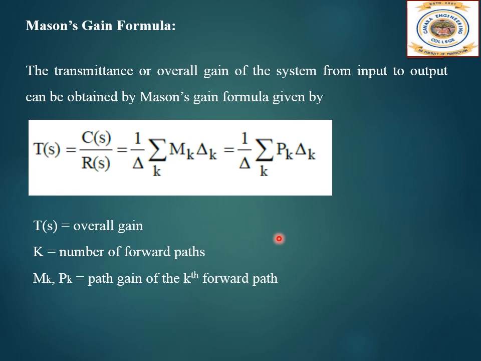Now, to find the transfer function, we need Mason's gain formula. What is Mason's gain formula? It is given by T(s) = C(s)/R(s) = (1/Δ) Σ Mk Δk, or we also write it as (1/Δ) Σ Pk Δk. T(s) is the overall gain, k is the number of forward paths, and Mk or Pk is the path gain of the kth forward path.